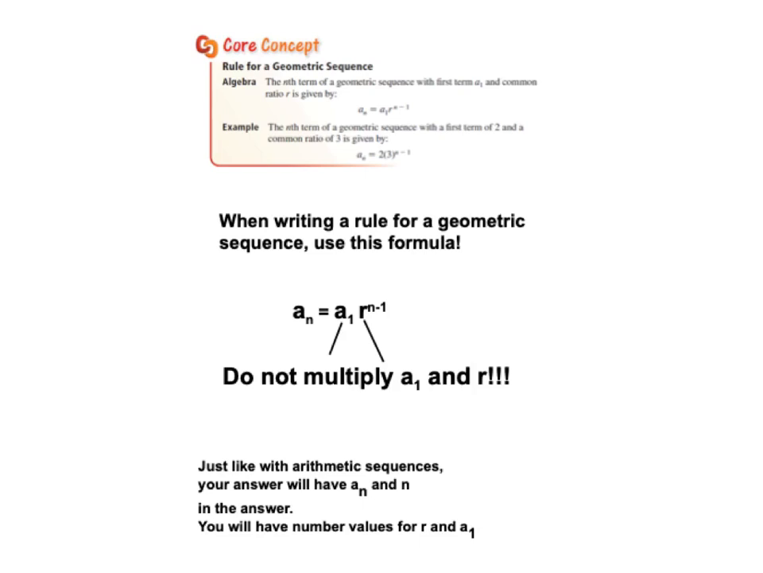The next thing that we are going to do, much like we did with arithmetic sequences, is write a rule for a geometric sequence. Again, it is formula based. In this case, it is a sub n equals a sub 1 times r to the n minus 1. When you finalize these rules, you do not want to multiply a sub 1, which is your coefficient, by r, which is your base. Those do not get multiplied together. Kids often make that mistake.